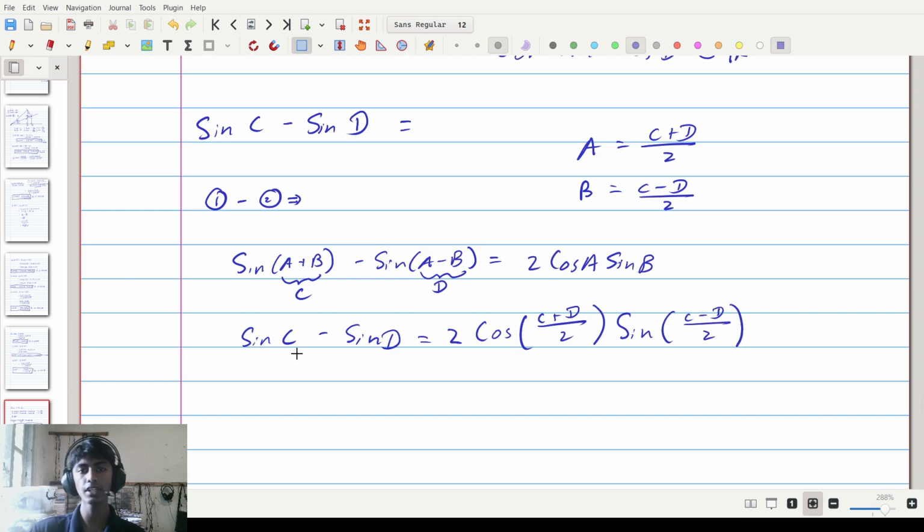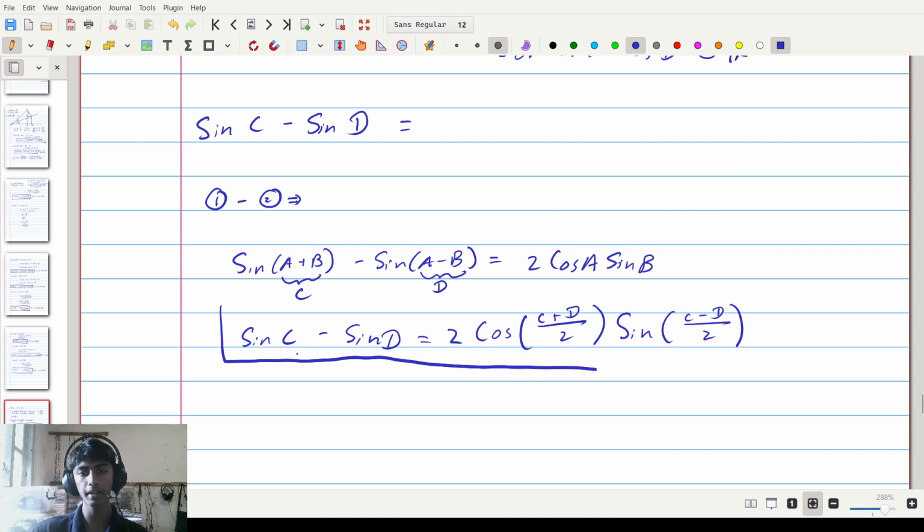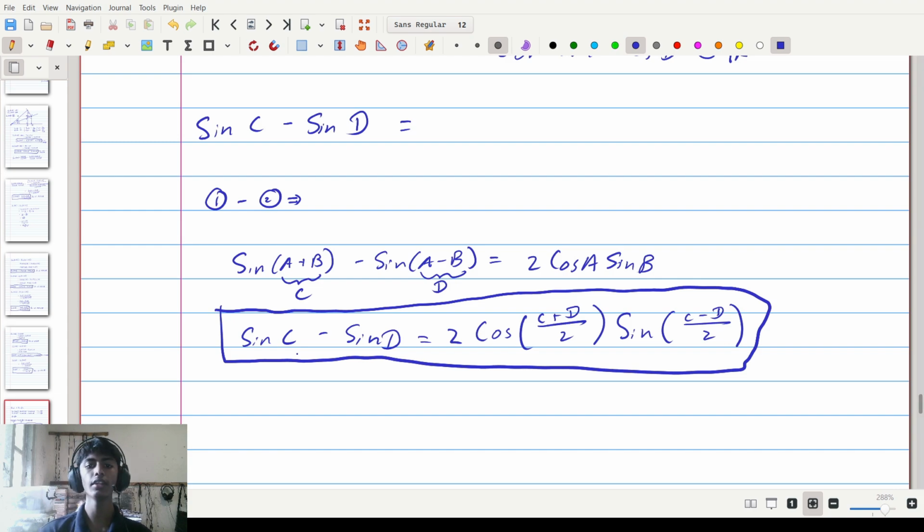And this here is also an identity. So we have another identity. We have the identity for sine of some angle plus sine of another angle, and we have the identity of sine of some angle minus the sine of another angle. This is also an identity, so I'm going to write down here. This is true for all C, D elements of the real numbers.